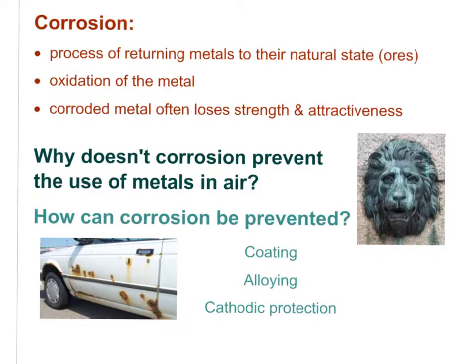So I said we'd get to corrosion. What is corrosion, and why is that interesting to us? Corrosion is the process of returning metals to their natural states. It usually involves the oxidation of the metal. And you all know this, corroded metal often loses its strength and attractiveness. Sometimes we like the way it looks. Sometimes people intentionally like that corroded metal look, but oftentimes it's quite undesirable.